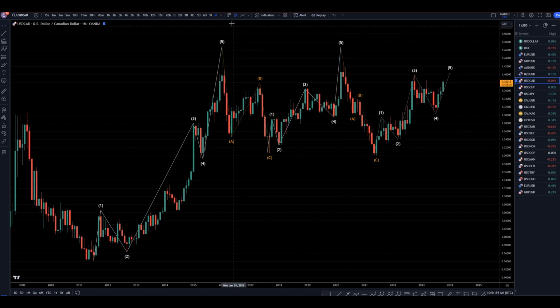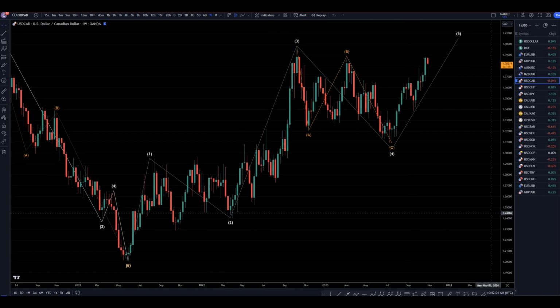So let's take a closer look on the weekly time frame. On the weekly time frame, I'm not really convinced that this is over. I think it looks like a 1, 2, 3, and it needs to make at least a 4 and a 5 to finish off this trend before we potentially do make a bigger move to the downside. So I am still very, very bullish on the US dollar CAD.